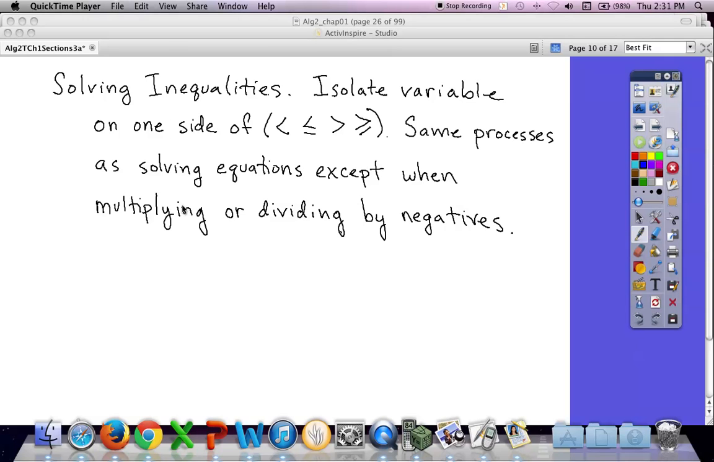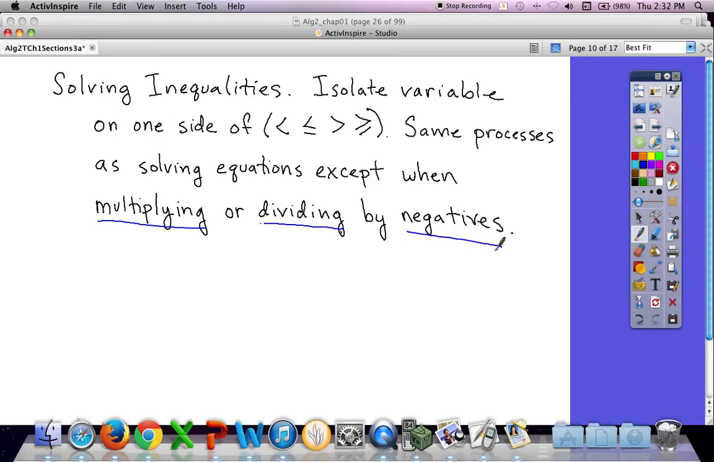So solving inequalities. Isolate the variable on one side of the inequality sign. The same processes that we use for solving equations is what we'll use. We just have to remember that when we multiply or divide by a negative, it's going to flip the sign. And we're going to see that in this first example.